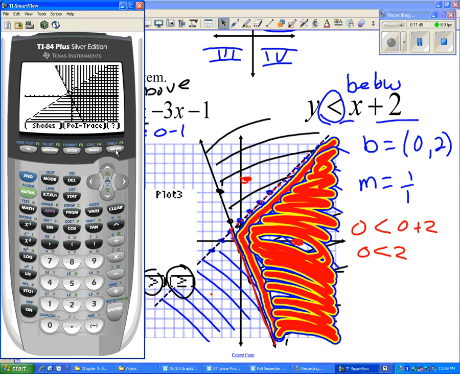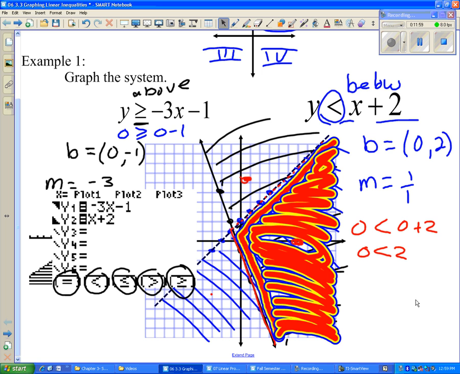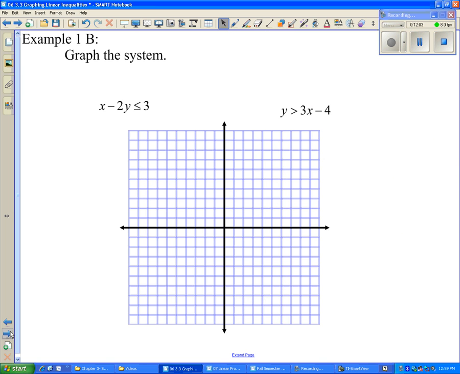So the inequalities app is a nice thing to have. If you have a TI-83, you probably don't have it, but a TI-84 will have it for you. So with all of that out of the way, let's go ahead and do another example.